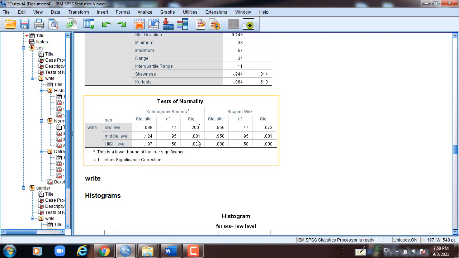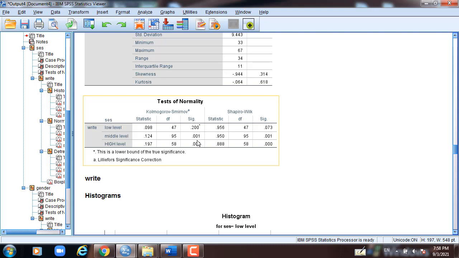But here we conclude that our data are not normally distributed, and in this case we reject the null hypothesis and accept the alternative. So our guide is, if we reject the null hypothesis and accept the alternative, it means that the data are not normally distributed. So when the p-value is less than 5%, the data are not normally distributed. But if the p-value is greater than 5%, it means that the data are normally distributed.